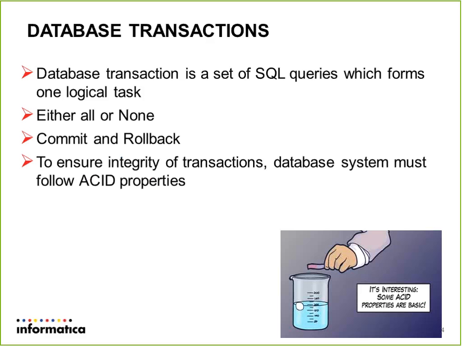To ensure the integrity of transactions, database systems must follow ACID properties. ACID is the acronym for atomicity, consistency, isolation, and durability. Now let's look into what each of these properties mean. Atomic means all or nothing. That is what transactions are all about.